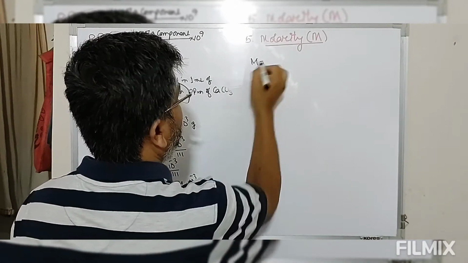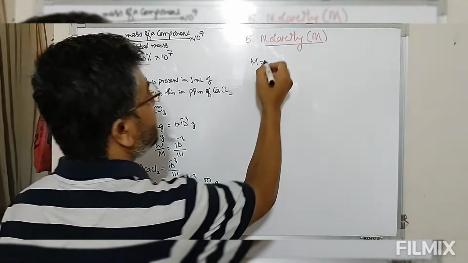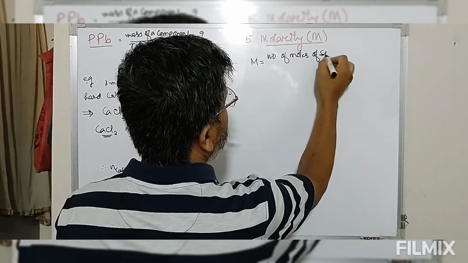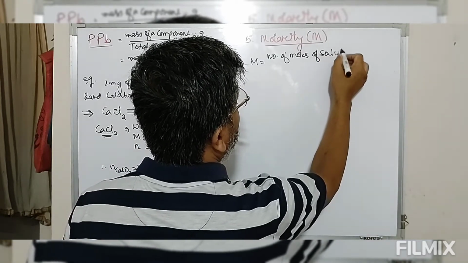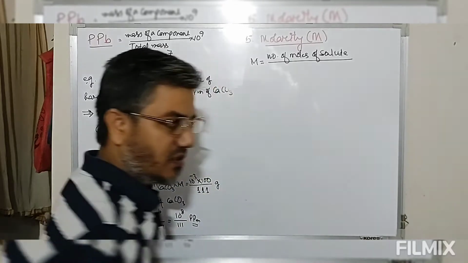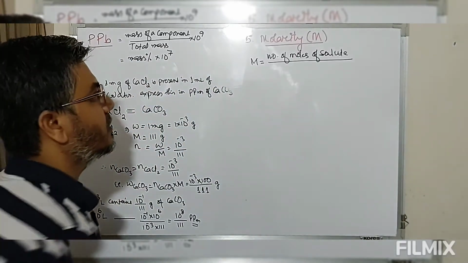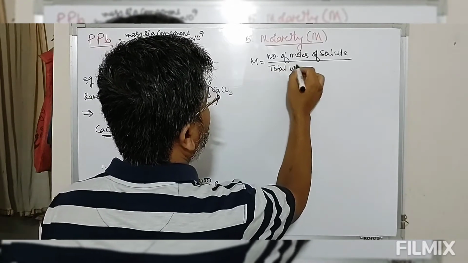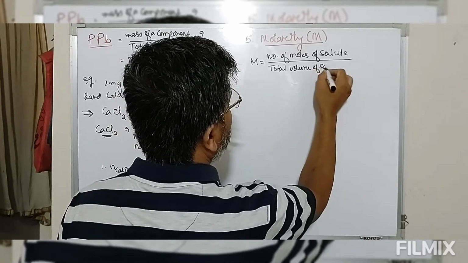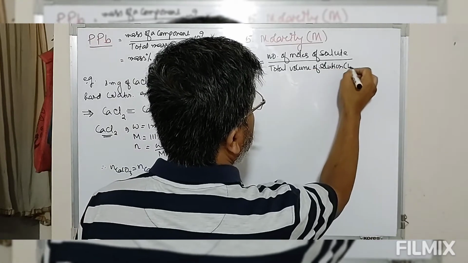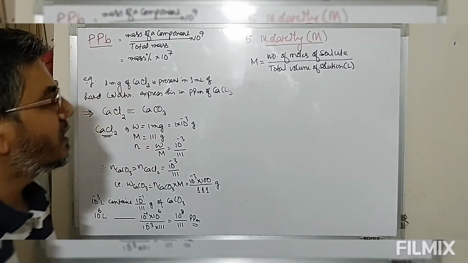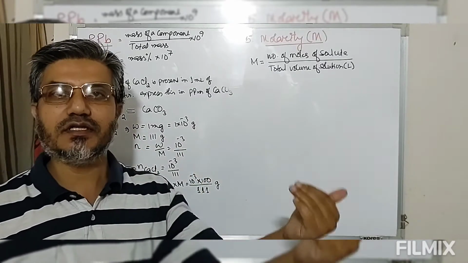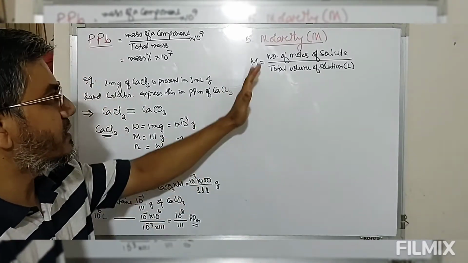Definition: Molarity of a solution is defined as the number of moles of solute present per liter of the solution. So, number of moles of solute divided by total volume of solution. This volume must be expressed in terms of liters. That means how many moles of solute are present per liter of the solution. That ratio is what we call molarity.